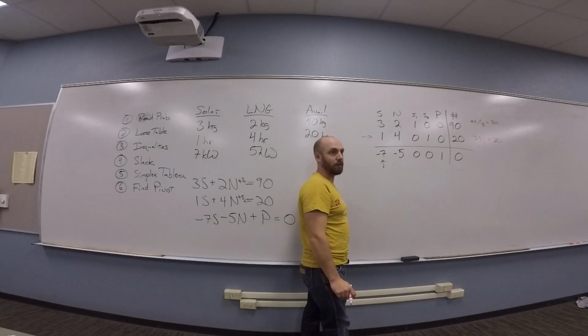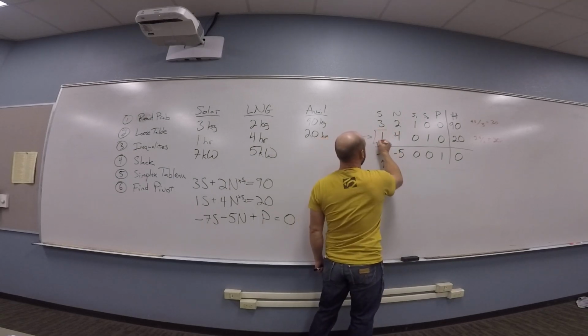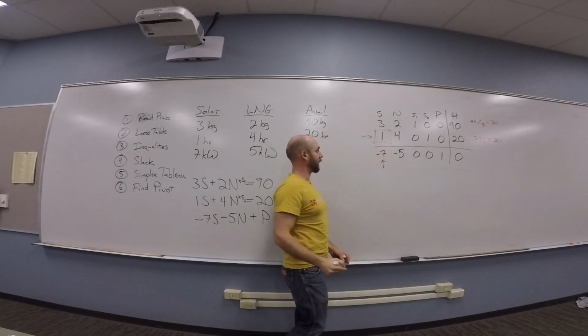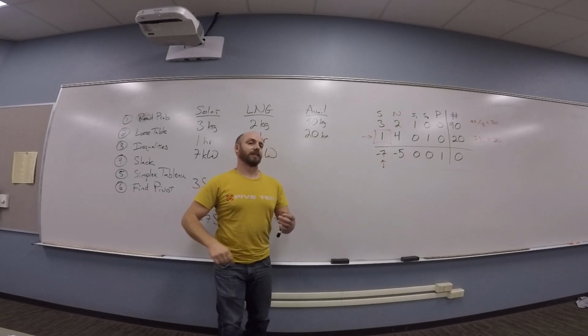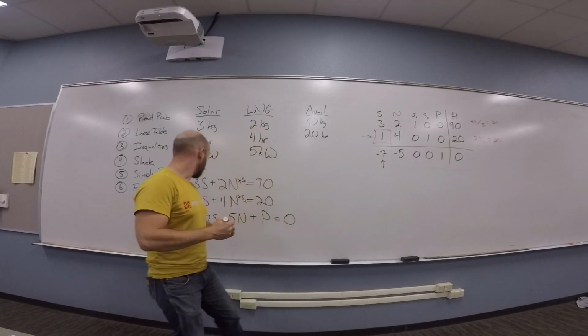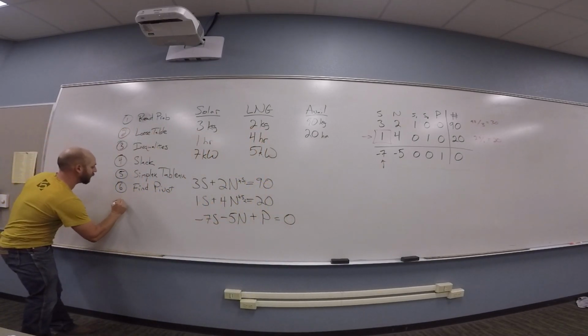Can you just get rid of the -7 right away? So your pivot is right here. What do you mean, can I get rid of the -7 right away? Multiply that middle row by 7 and then add it to the bottom row? Yes, definitely.